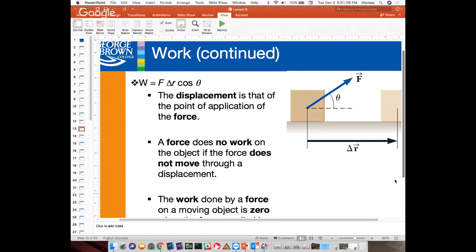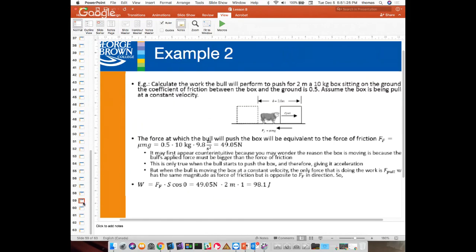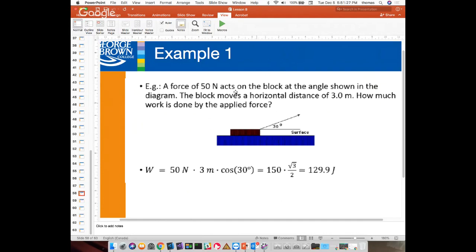Really, that's what it is, right? R being the range or the displacement, the change in range from the initial position to the final position. So force over displacement times cos of theta gives you what work is in joules, and that's newton meters, if you will. If I go back down to this example, that's what this equation is. So work is equal to force times displacement times cos of the angle, 30 degrees.